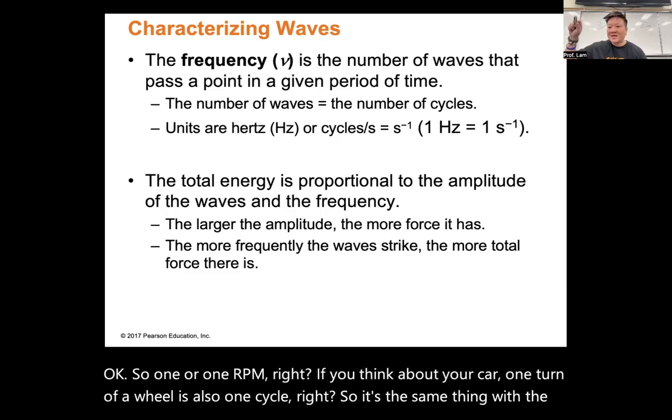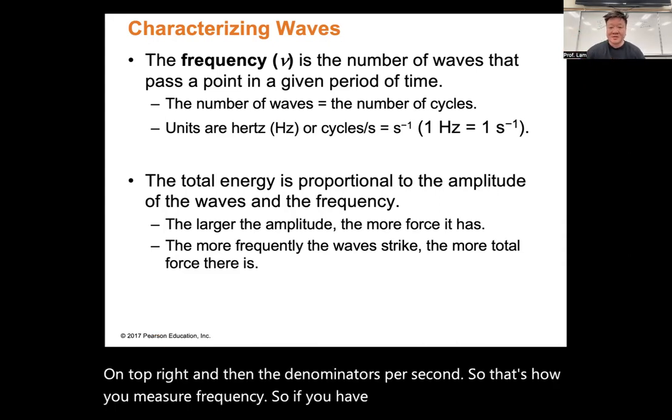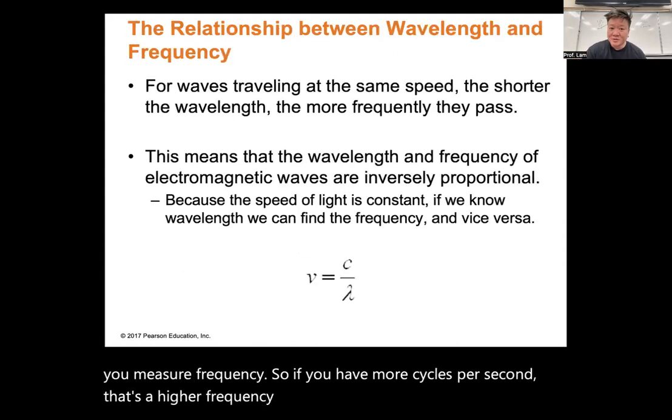So 1 cycle is on top, right? And then the denominator is per second. So that's how you measure frequency. So if you have more cycles per second, that's a higher frequency than fewer cycles per second, right?